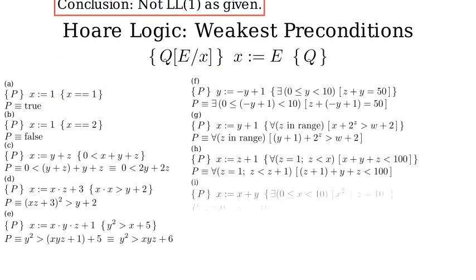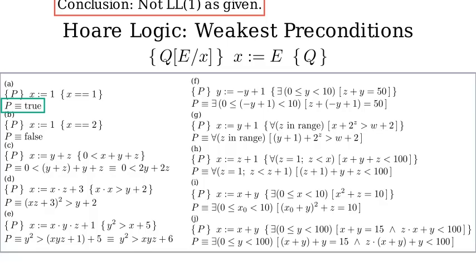Let's go item by item. A. After x becomes 1, post is x equals 1. Substitute. Pre is true. B. After x becomes 1, post is x equals 2. Substitute. Pre is false. C. After x becomes y plus c, post is 0 less than x plus y plus c. Substitute x with y plus c, giving 0 less than 2y plus 2z.